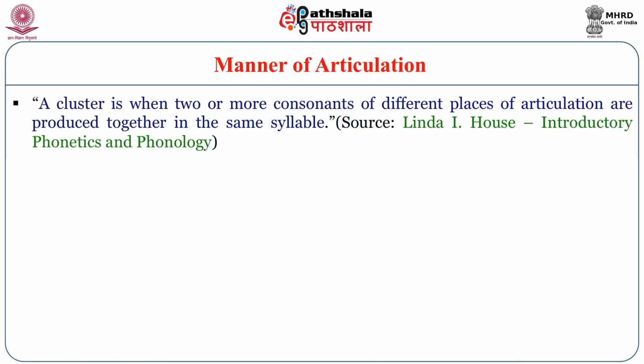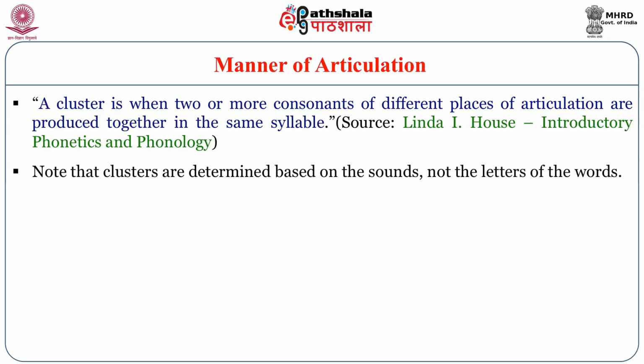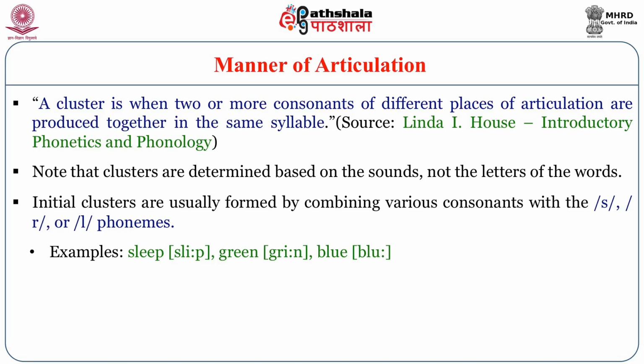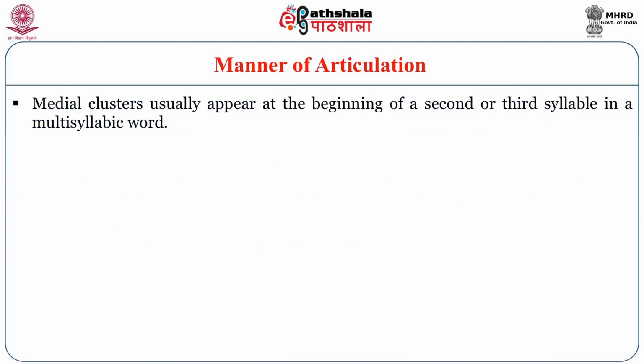We also have consonant clusters. A cluster is when two or more consonants of different places of articulation are produced together in the same syllable. You must note that clusters are determined based on the sounds, not the letters of the words. Initial clusters are usually formed by combining various consonants with various phonemes, like sleep, green, blue. Medial clusters usually appear at the beginning of the second or third syllable in a multisyllabic word.